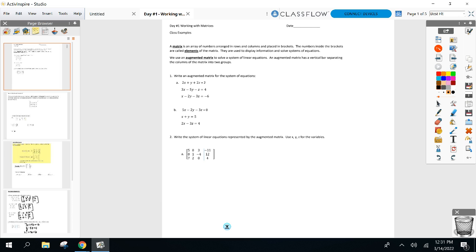Okay, there we go. Today shouldn't be long at all, just introducing you to what a matrix is and how to write them.